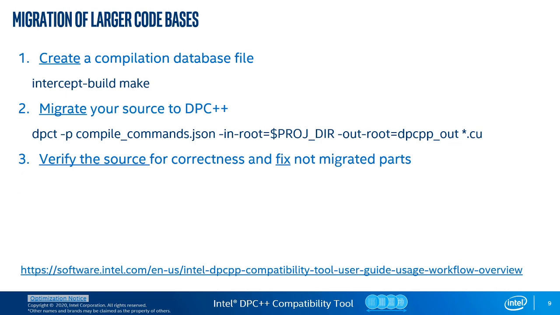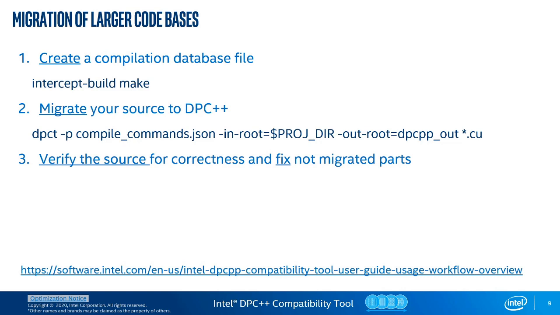If your project uses make or CMake tools, you can utilize compilation database support to provide compilation options, settings, macro definitions, and include paths to the DPC++ compatibility tool. The compilation database is a JSON file containing the commands required to build a particular project. The compilation database can be generated by running the intercept build script, which is provided as part of the compatibility tool. The tool parses the compilation database and applies the necessary options when migrating the input sources.